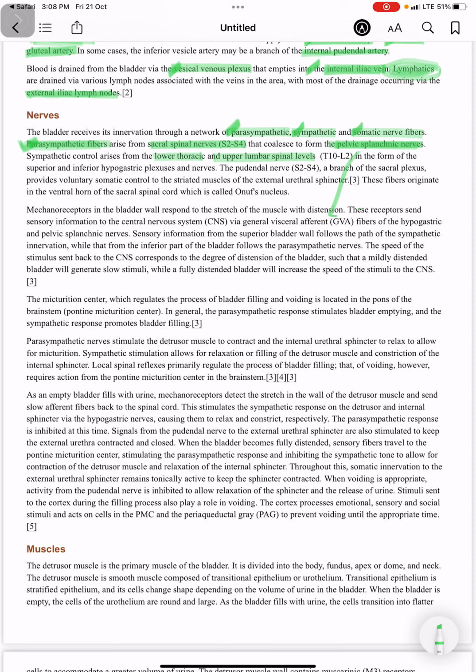Parasympathetic innervation comes from sacral spinal nerves S2 to S4, which form the pelvic splanchnic nerves. Sympathetic control arises from the lower thoracic and upper lumbar spinal levels T10 to L2 in the form of the superior and inferior hypogastric plexus and nerves.